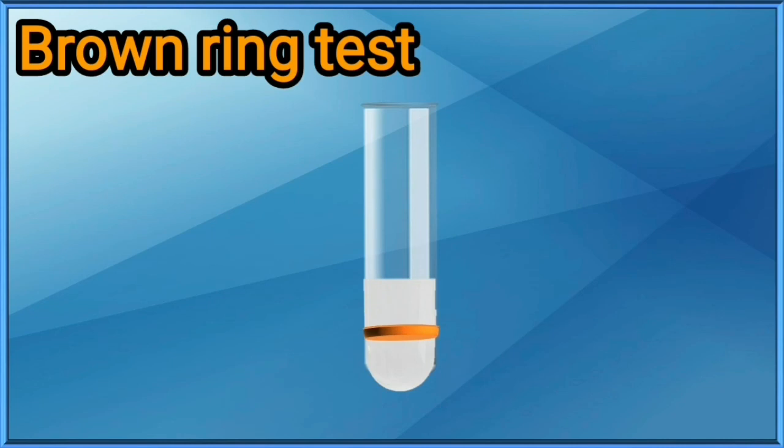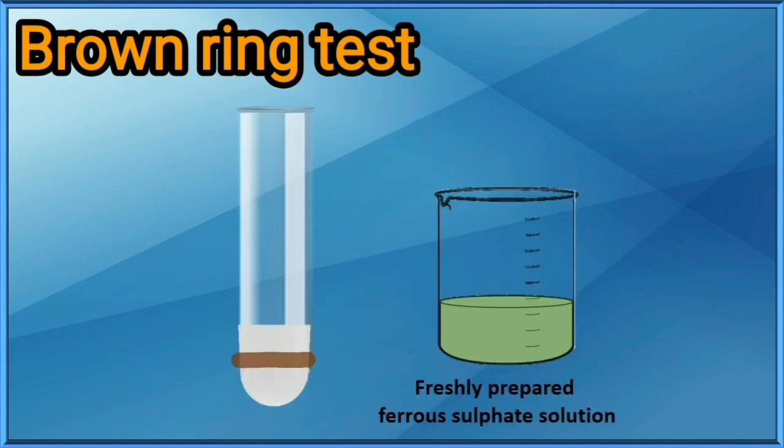Children, for this test we should use freshly prepared ferrous sulfate solution because on exposure to the atmosphere, ferrous sulfate is oxidized to ferric sulfate, which will not give the brown ring. In this practical class, we confirmed the presence of nitrate ion in the given salt.